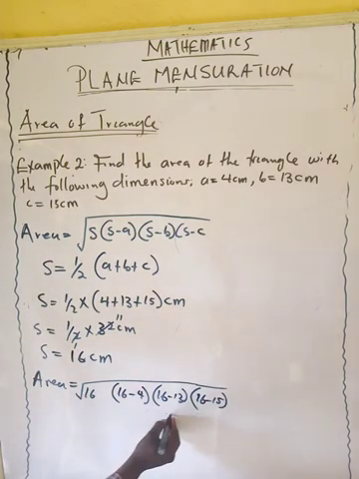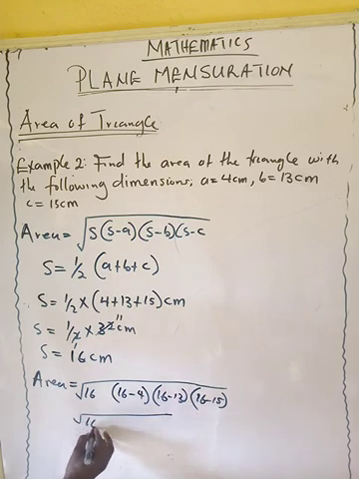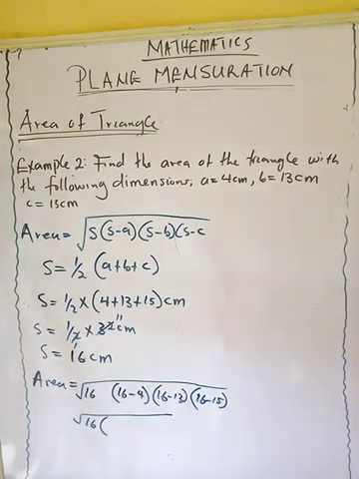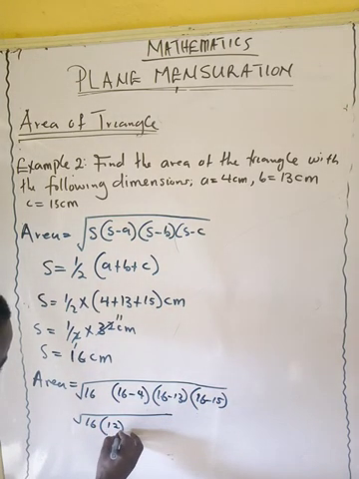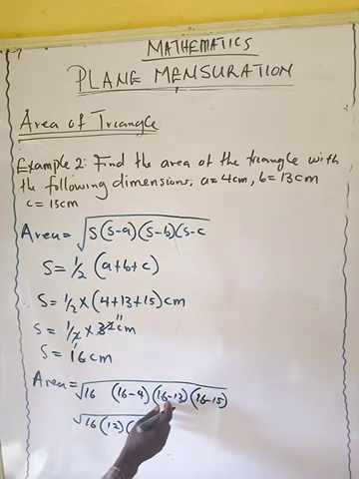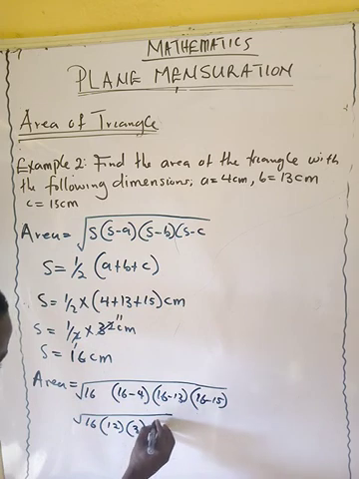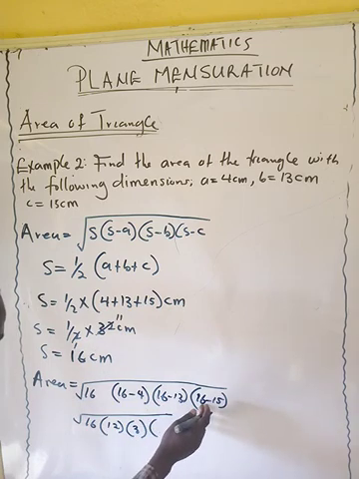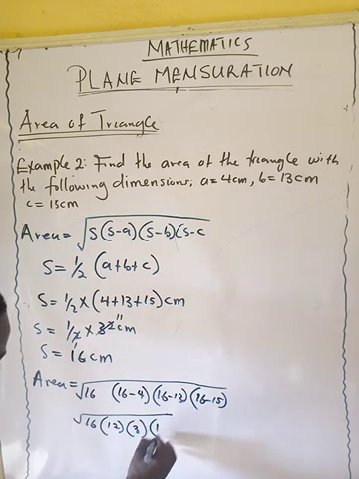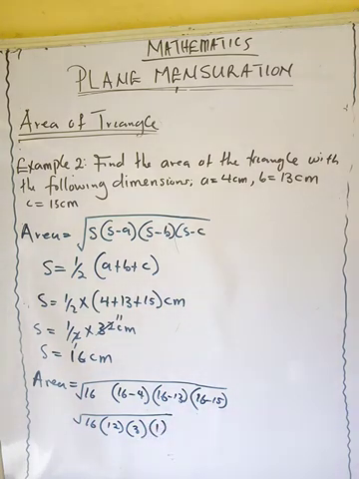Then we have root 16, open brackets, 16 minus 4 will give us 12. Open bracket, 16 minus 13 will give us 3. 16 minus 15 will give us 1. So everything is multiplication. Anytime you see anything inside brackets, they mean what? Multiplication.